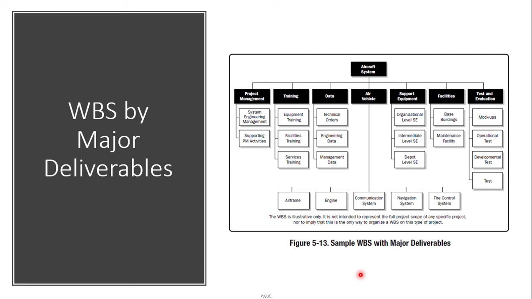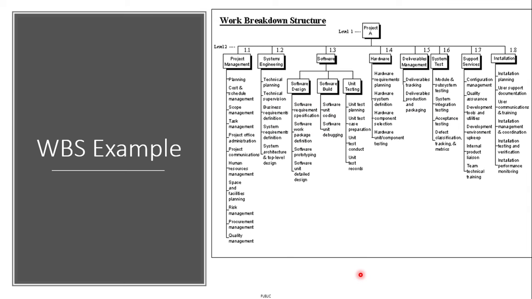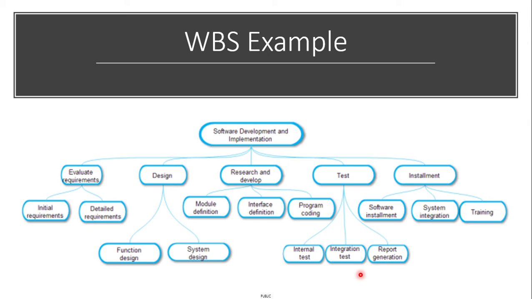So I've given some examples. You can go through them. Again, a typical system development, testing, installation, designing. So that's more at the activity level. Again, maybe deliverables, or maybe major milestones.